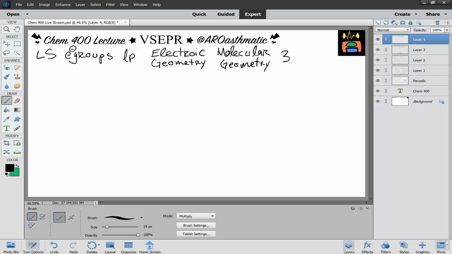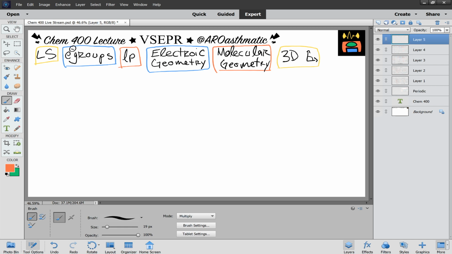Finally, the three-dimensional representation and our bond angle, or angles in this case. Okay, now I'm going to remember to go to a different layer so I don't have to draw this again. Here we go. All right, new layer. Okay, so that is one lone pair.